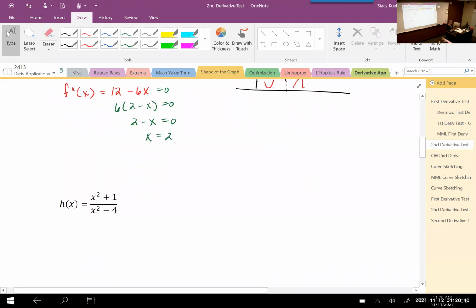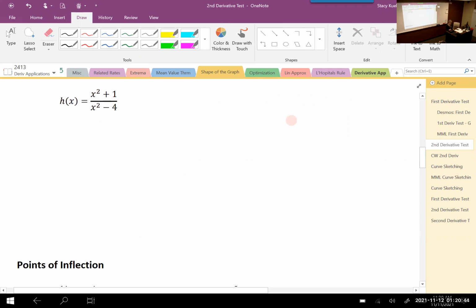Let's try that with something that's a little more challenging. Here we have the function h of x. H of x is equal to x squared plus 1 over x squared minus 4. Where is that function undefined?